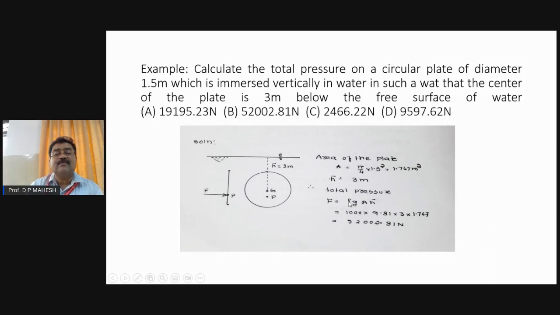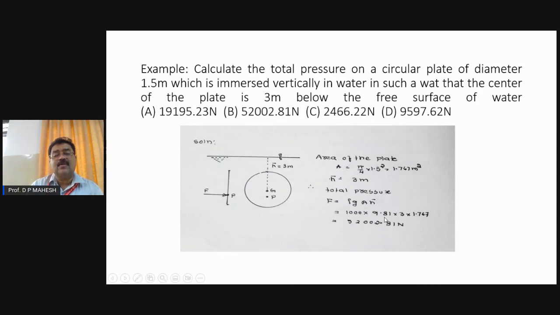To calculate the capital F value, the formula is rho g A h bar. So now there is a circular plate which has a diameter equal to 3 meter, that is immersed in water in such a way that its center is 3 meter below, which means h bar is 3 meter. So friends, carefully observe the formula: F equals rho g A h bar. Since it is immersed in water, rho into g product becomes 1000 into 9.81. A means the area of the plane surface. Since it is circular, with a diameter of 3 meter, the area formula is pi d square by 4, which becomes 1.761 meter square.